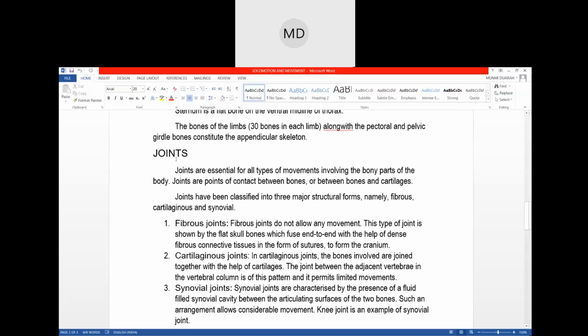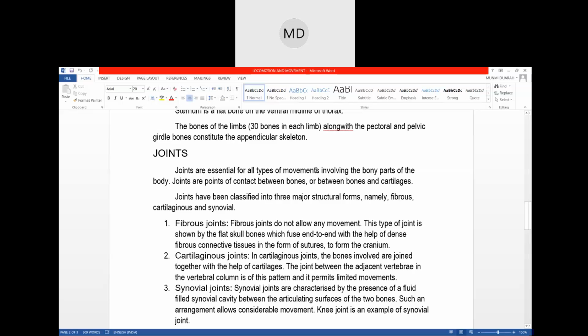Okay, now comes the joints. You know joints, right? Joints are nothing but the point of contact between bones, or between bones and cartilage. Like in your knee, there are two bones and there is a joint in between them. Then in your ear there is also a joint, but it is a joint between bone and cartilage. The ear is made of cartilage, and then there is the skull bone.